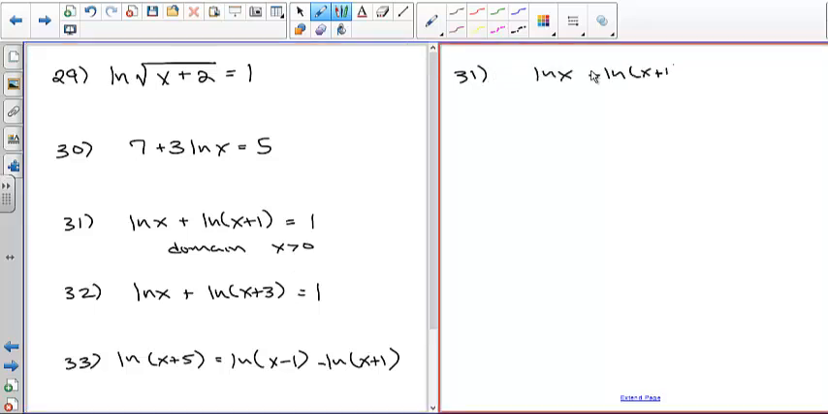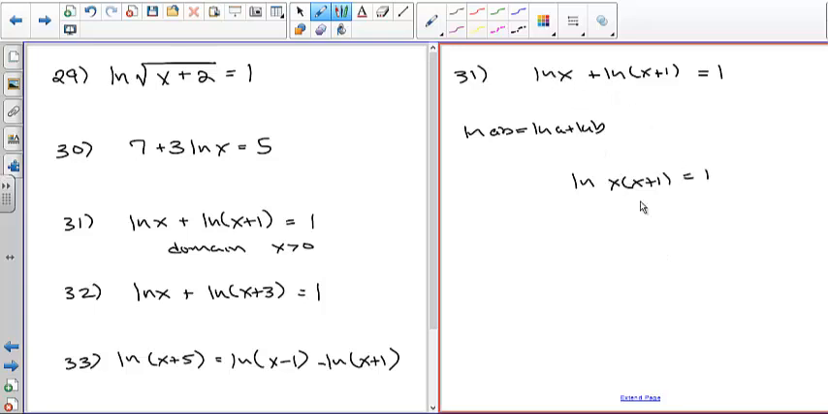Okay, so the first thing we're going to do is combine these two using the properties of logarithms. You have the natural log of AB is equal to the natural log of A plus the natural log of B. So what we can do is combine these into a product. So you get x times x plus 1. The natural log of the product is the sum of the natural logs.